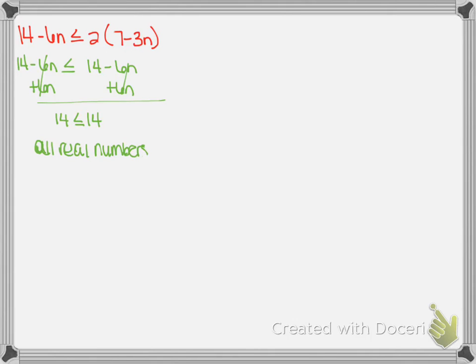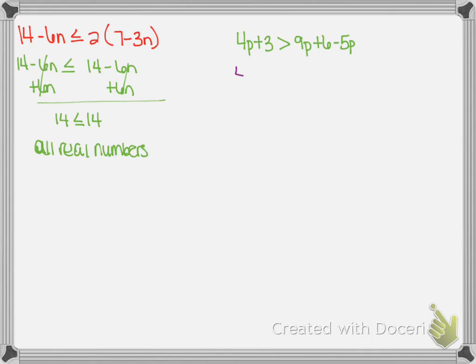These types of problems we don't need to graph on a number line, we're just looking for the answer: all real numbers. Alright, 4p plus 3 is greater than 9p plus 6 minus 5p. So we'll start by combining like terms.